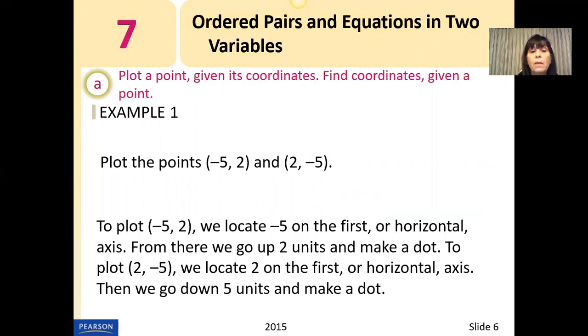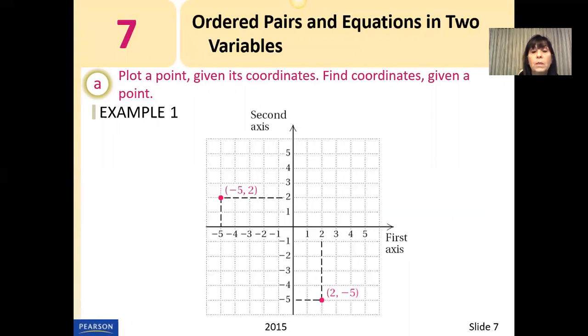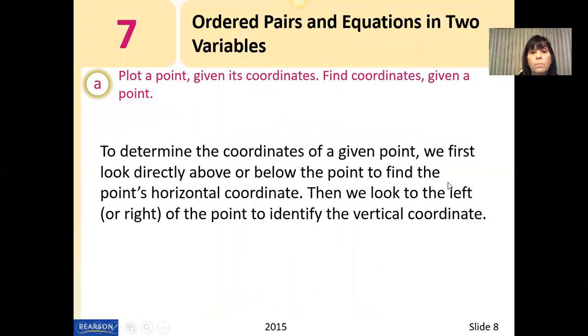So to do (-5, 2), I first will locate the -5 on the horizontal axis, and that will go 5 units to the left. And then on the y-axis, I will go 2 units up. So here's an example. So for the first point, I'm starting again at the origin, going 5 units to the left, 2 units up, putting the dot there. The other point was (2, -5). In this one, I would go 2 units to the right, and then 5 units down.